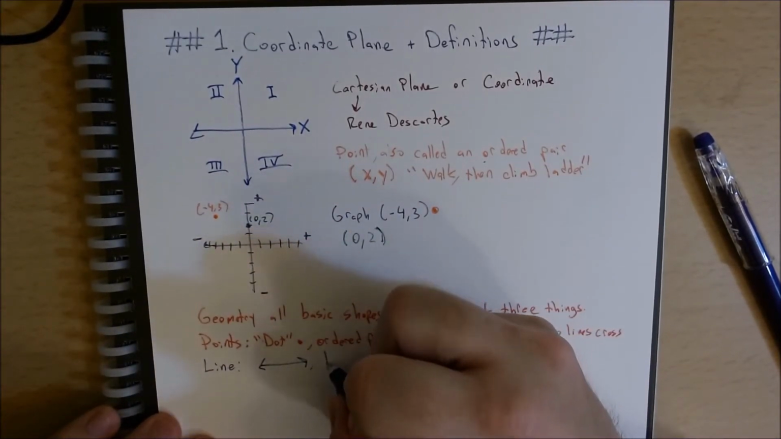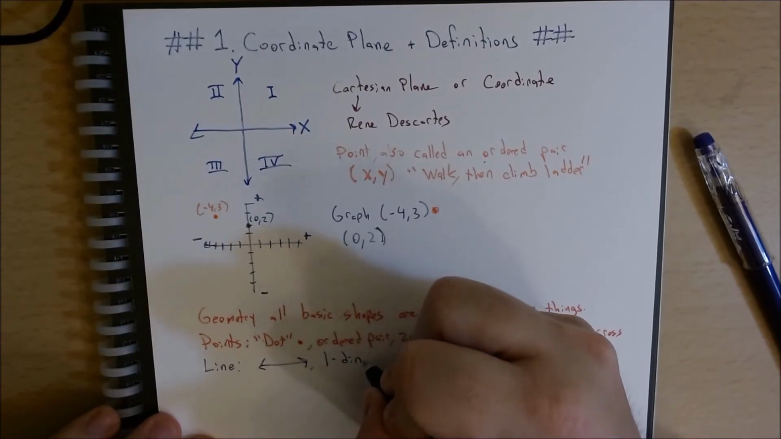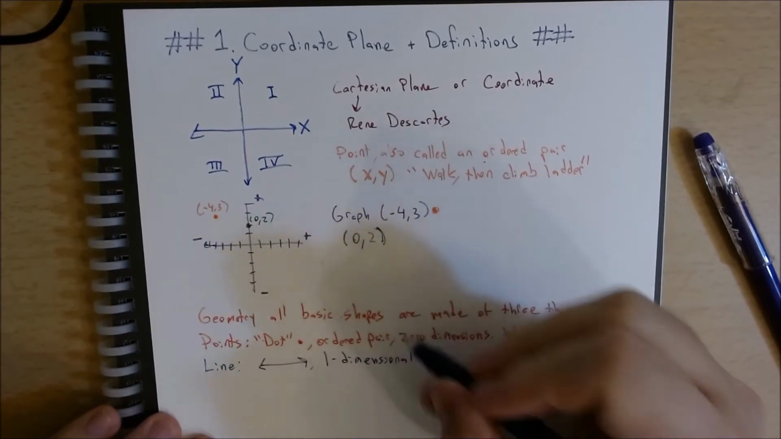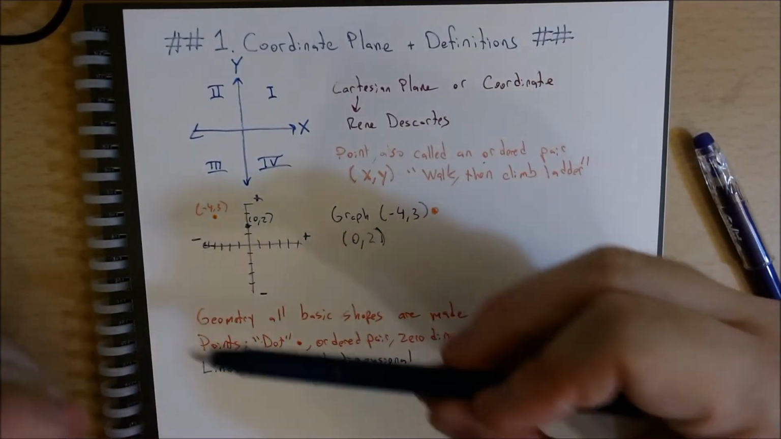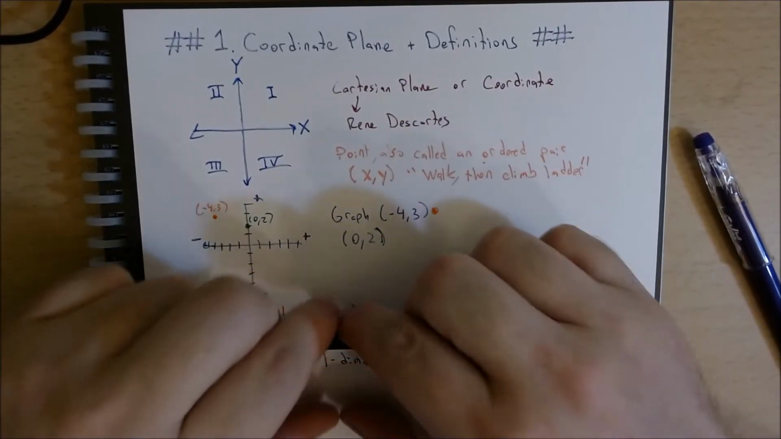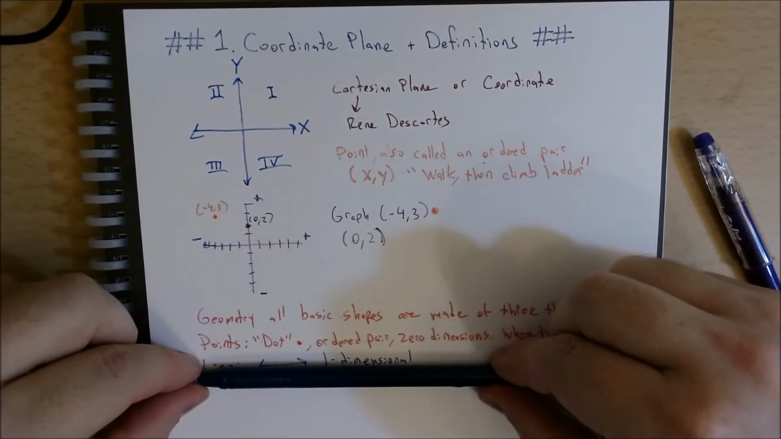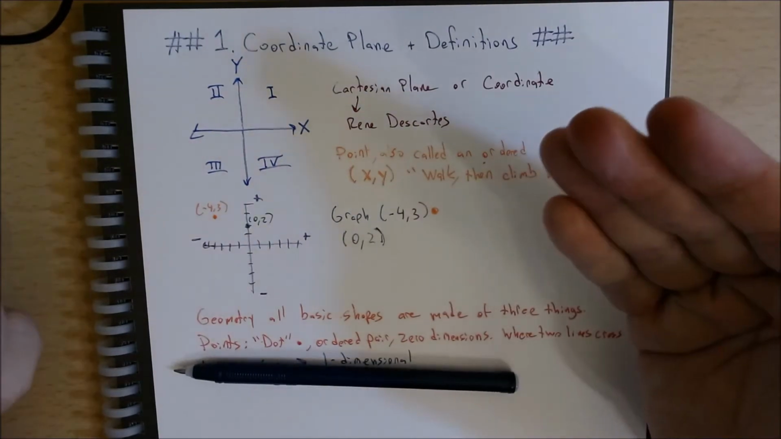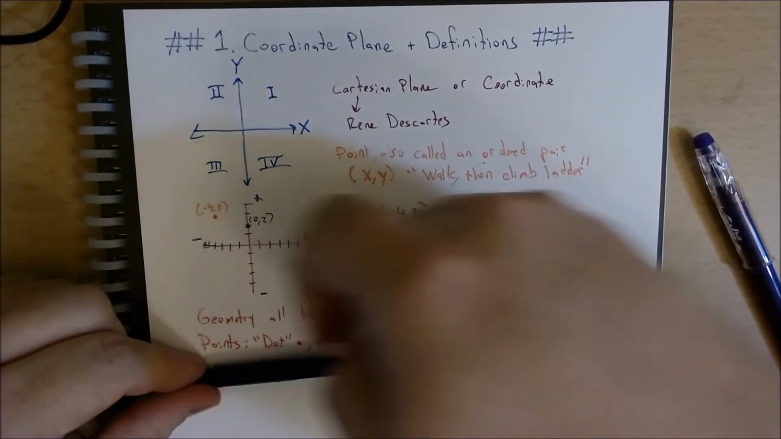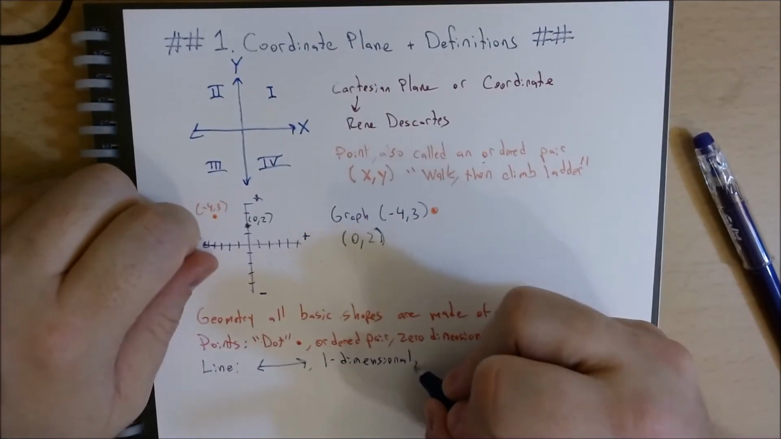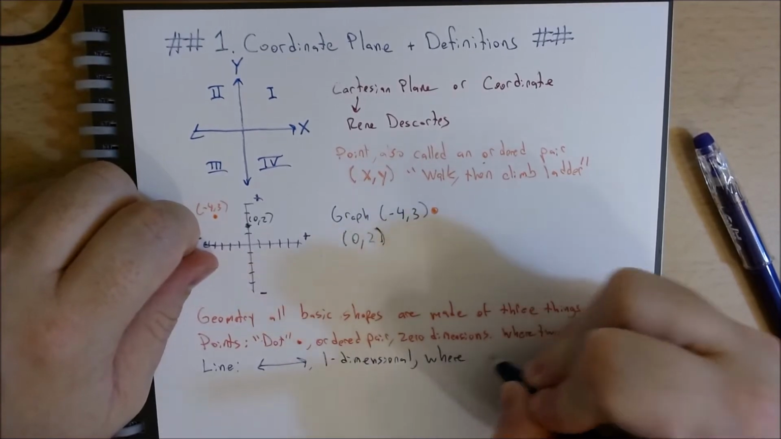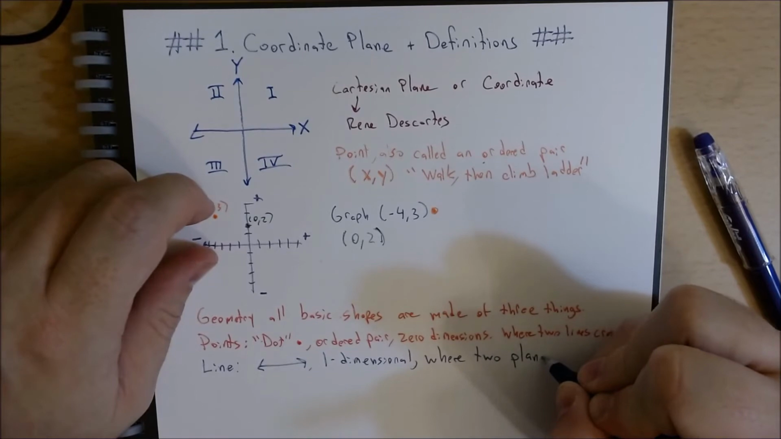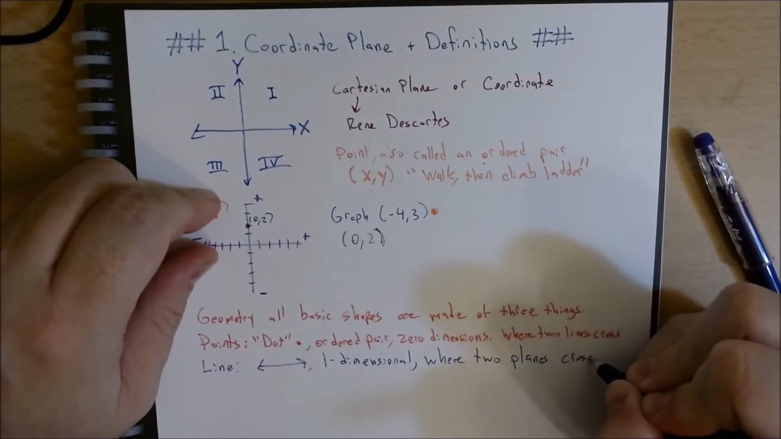It is one-dimensional. Now, a lot of people would ask, if you cared, why is it one-dimensional when there's a left and a right? When you're talking about dimensions, you're just talking basically horizontal, vertical. You're not talking about left to right. It's the same thing because you're going along the same path. This is where two planes cross.